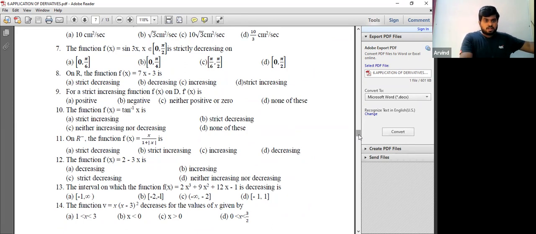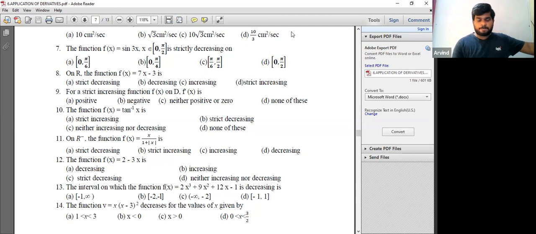Okay, so the function f of x is equal to sin 3x, where x is in the closed interval 0, pi by 2, is strictly decreasing on. So we have to find in which interval it is decreasing. So first problem I'll do it and show you.